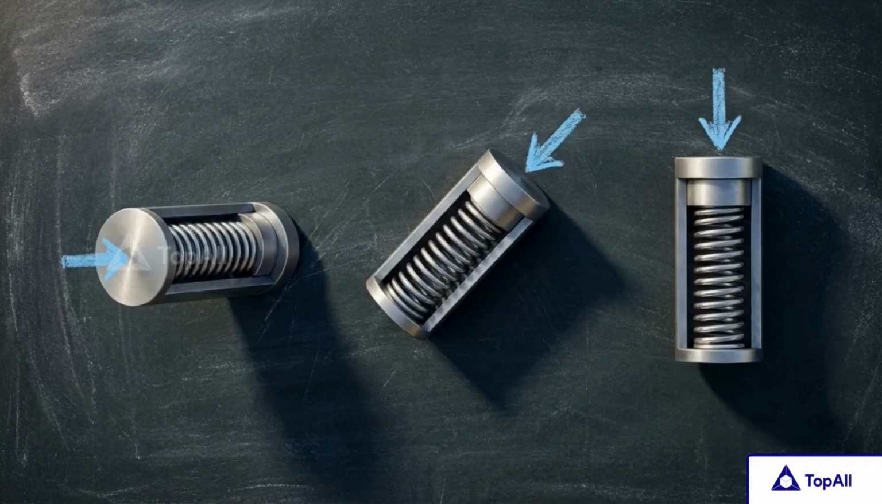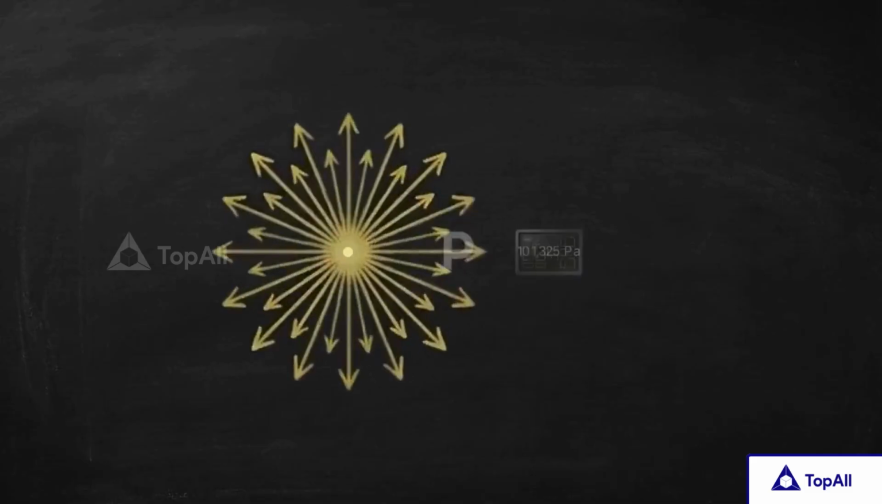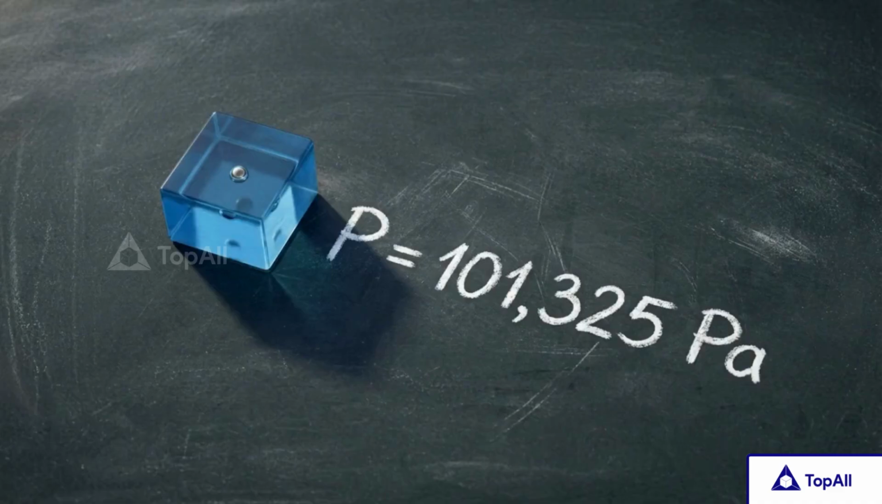At this microscopic scale, we find that the fluid's pressure remains the same regardless of which way the piston is tilted. Whether the surface is horizontal, vertical, or at an angle, the force per unit area is identical. Because this pressure at a point acts equally in all directions, it has no single directional vector. This is why we define pressure not as a vector, but as a scalar quantity.